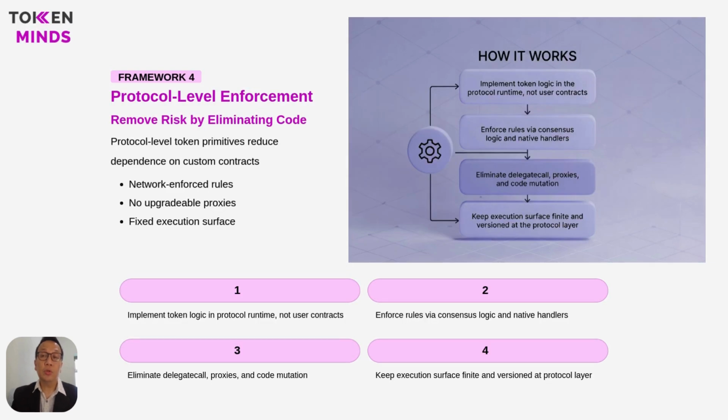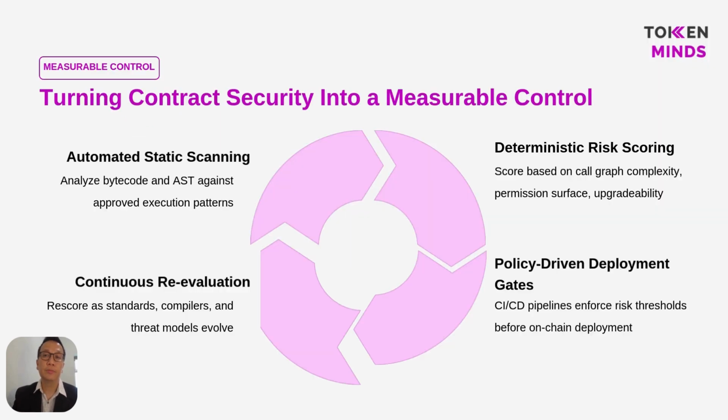This framework also works if you choose to do so by removing custom contract layers entirely. So the first step is implementing token and asset logic directly in the protocol runtime instead of user contracts. The second step is enforcing rules through native handlers that execute as part of consensus. The third step is eliminating delegate calls, proxies, and dynamic code loading, which remove upgrade and injection risks. And the fourth step is governing changes at the protocol level, where updates follow formal network upgrade procedures instead of ad hoc deployments. The result is a finite, verifiable execution surface where security is structural rather than procedural.